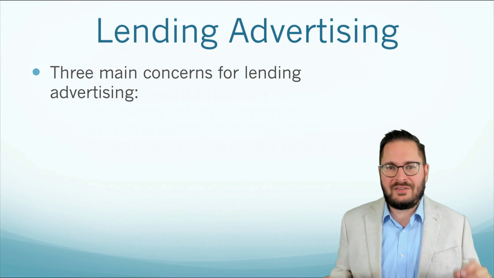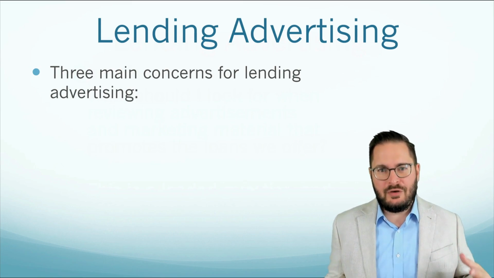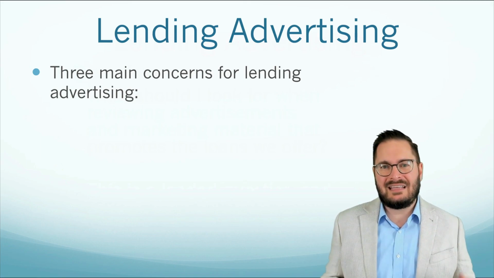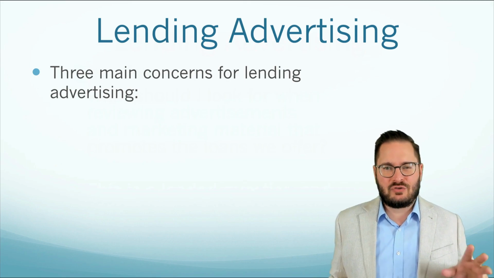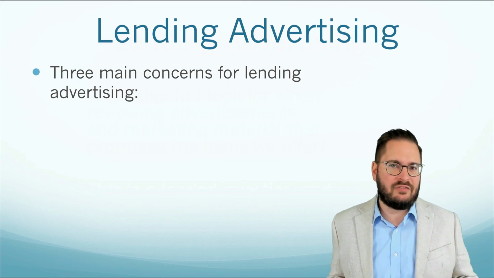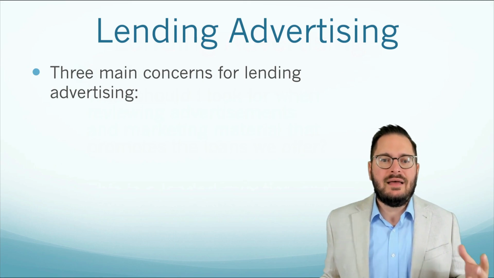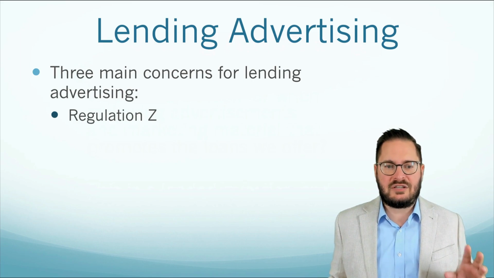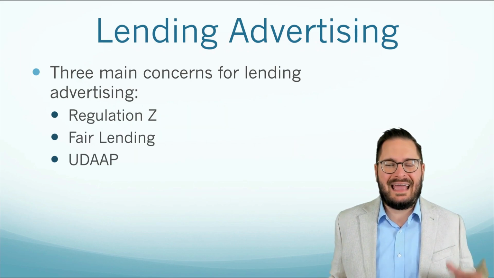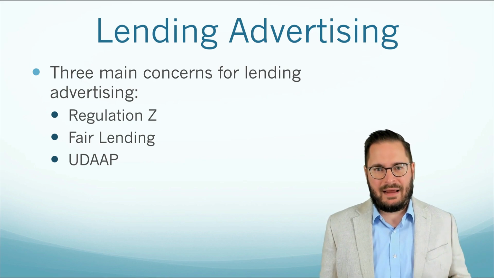There are a couple of key compliance rules and regulations that we need to consider when we review advertising and marketing material relating to loans. There are 3 main ones that drive most of what we should be looking for, and then there are a couple of other things to keep in mind as well. So the 3 main concerns for lending advertising come from Regulation Z, fair lending, and UDAP, or unfair and deceptive or abusive acts and practices.